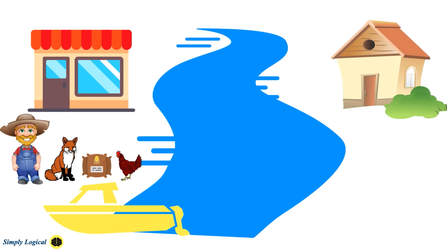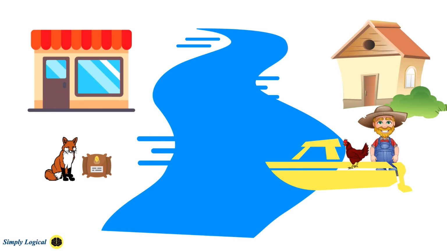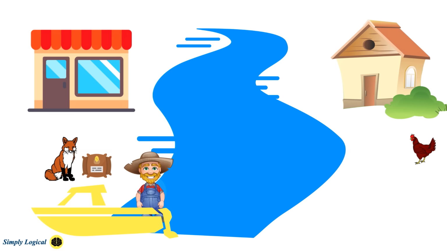First, the farmer must take the chicken across the river, leaving the fox and corn alone together on the starting side. This is a good move because the fox will not eat the corn. Then the farmer goes back and gets the fox.